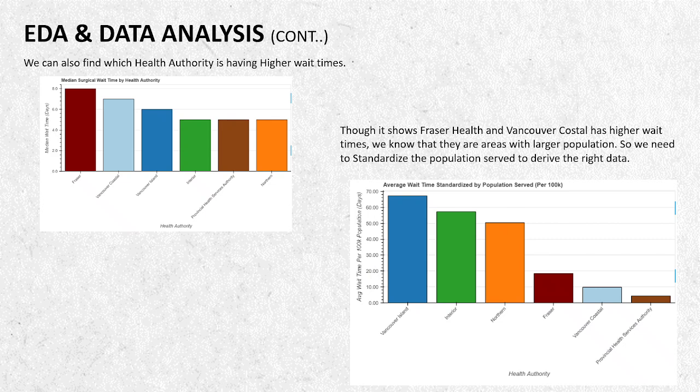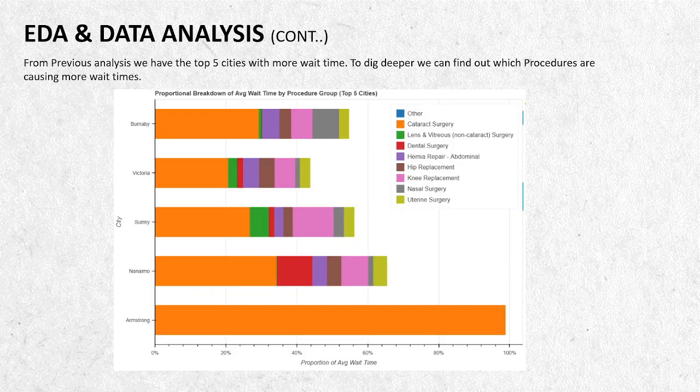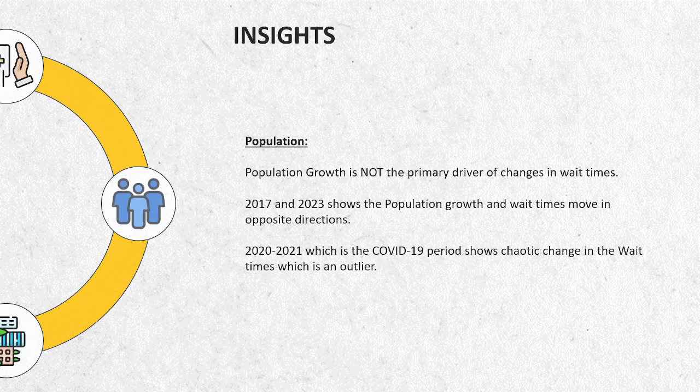After plotting the chart, I see Fraser Health is in top wait times. But we know that there is a huge population in the Vancouver mainland area that Fraser Health caters. So, to get a clear insight, I standardized the wait time per 100K population and plotted the chart. This gives us the better insight. And then from previous analysis, we have the top 5 cities with more wait times. We can dig deeper to find out which procedures are causing more wait times. I did the same.